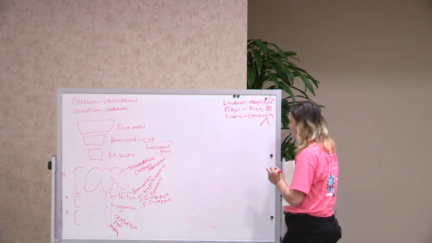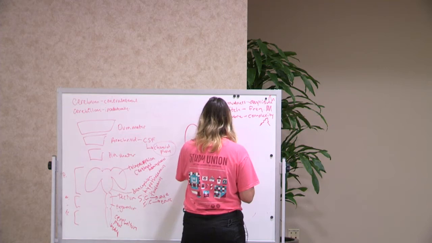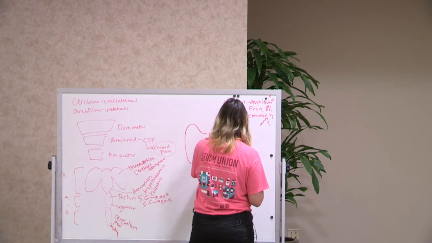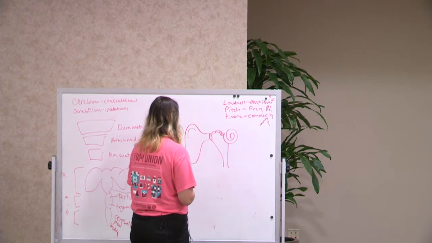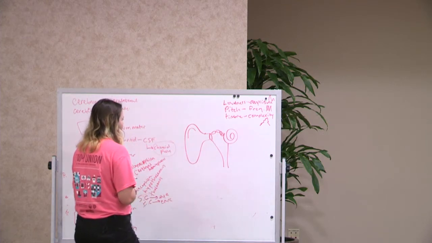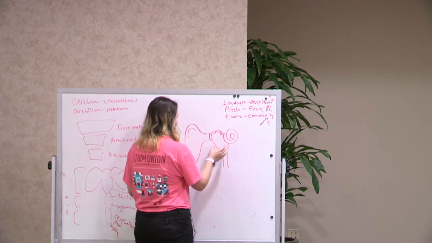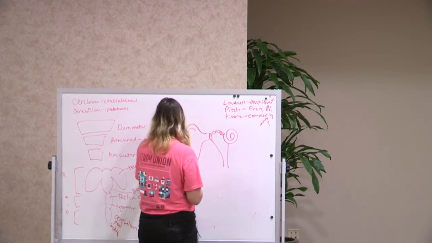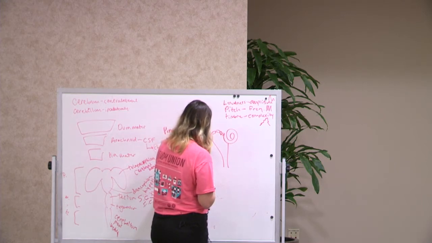So the first thing about auditory is knowing your anatomy. So this is your ear. You have your outer ear, your middle ear, and your inner ear. For your outer ear, you have the outside, this part is called your pinna. Then you have your tympanic membrane, also called eardrum.